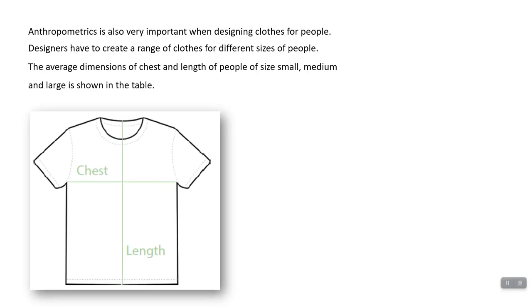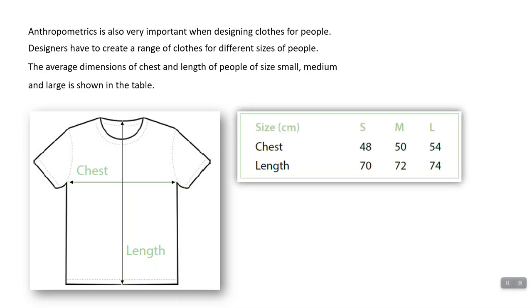So, for example, we have sizes of t-shirt. We measure the chest and the length of the t-shirt. This determines the size of the t-shirt. Small, for example, the chest is 48 centimeters and the length is 70 centimeters.